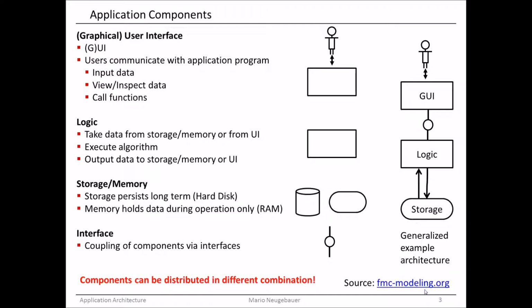And you would model such a graphical user interface or a user interface with this combination of these 2 symbols here. You would symbolize the user with this person, and the component which interacts with the user is this rectangle here, and the connection between both is symbolized by this 2-sided arrow here.